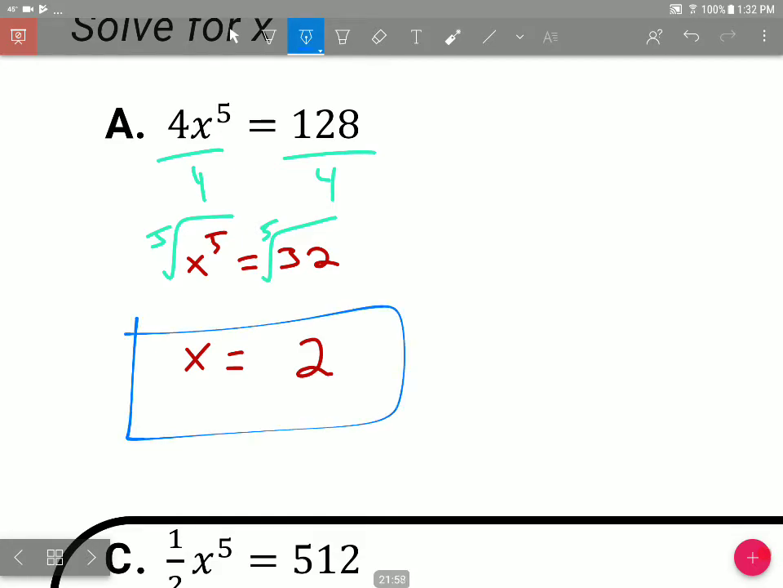Cool? How did I get to it again? Are you cool with why I did that? Literally, the 5th root of 32 is 2. Or you do 32 to the 1/5 in your calculator. You will get 2. You follow me? That's just what it is. Cool. All right, letter B.